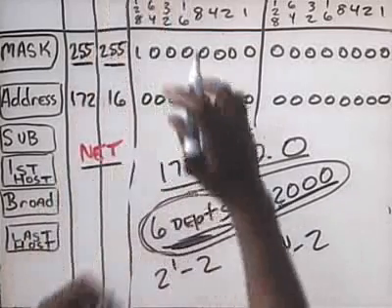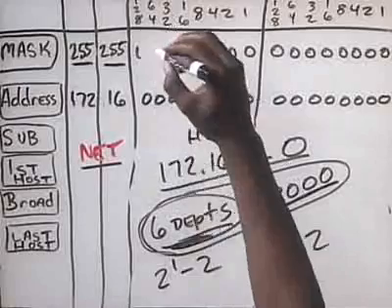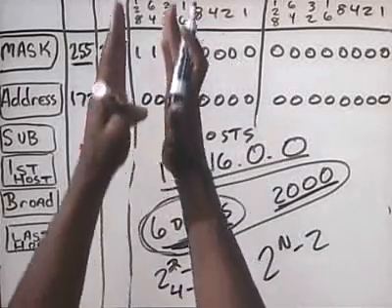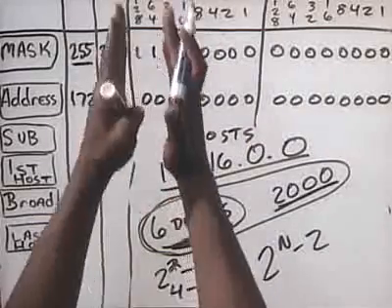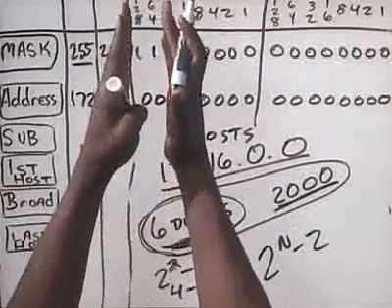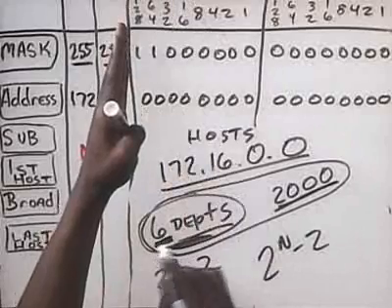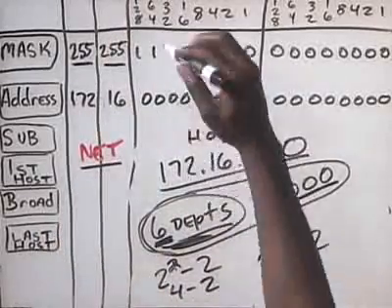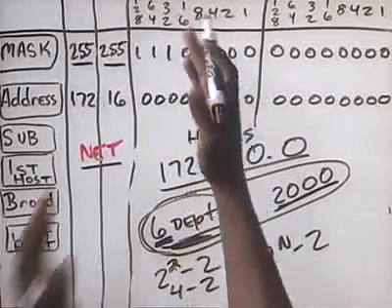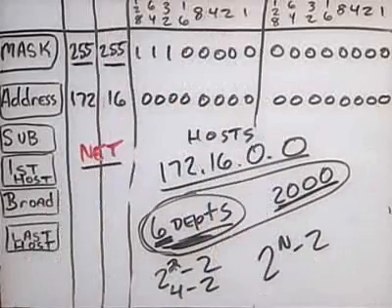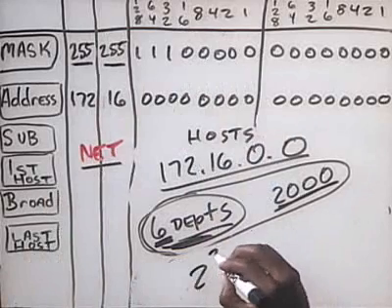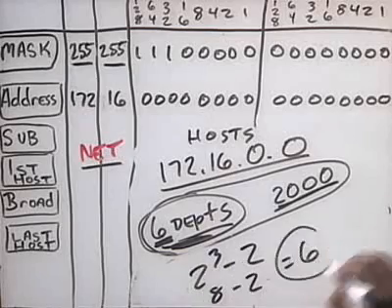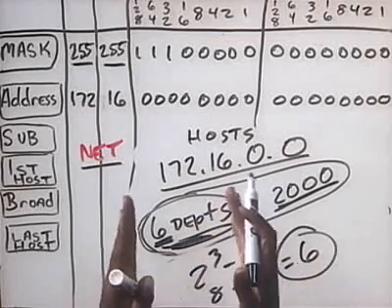So we have to borrow another bit. If we borrow that second bit, that brings us to 2 to the second minus 2. That's 4 minus 2. We have 2 subnets with borrowing that much. So that's still not accommodating our needs. So we have to borrow another bit. We borrow this 3rd bit, and we have 2 to the 3rd now. 2 to the 3rd minus 2. 2 to the 3rd is 8 minus 2, brings us to 6. That accommodates our needs here.